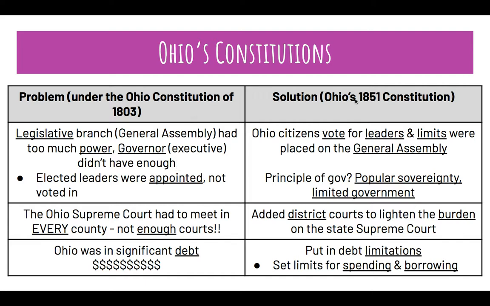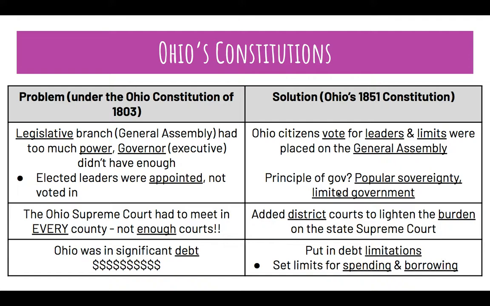So in 1851, under the new Constitution, Ohio citizens were now able to vote for their leaders, and limits or checks were placed on that General Assembly. So it's going to weaken the legislative branch of Ohio. When we're looking at this, we can see that the founders of this newer constitution were thinking about popular sovereignty and limited government, right? The people having a voice and giving those in power their authority, and then limiting what the government can and cannot do.